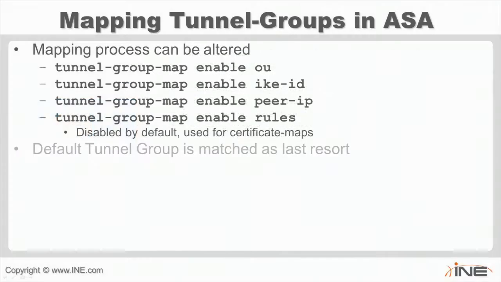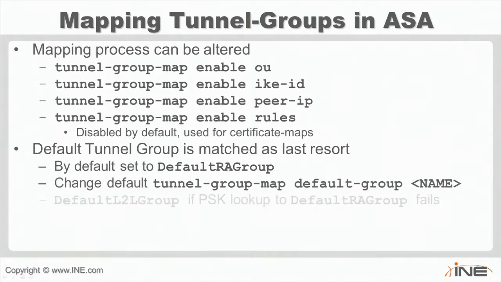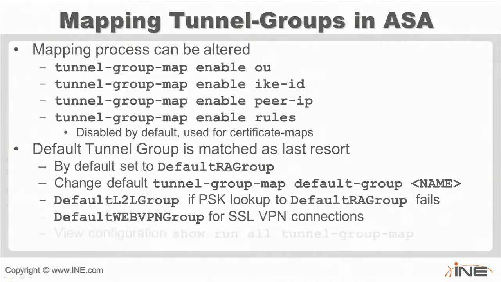Also, likewise, you could match the default tunnel group. That's going to be your default fallback. So like I mentioned, when you look at the show run all tunnel group, you can see the options for the default remote access group. Then you also have the default LAN to LAN group. You have the default web VPN group. And you can see all these options again when you look at the show run all tunnel group.